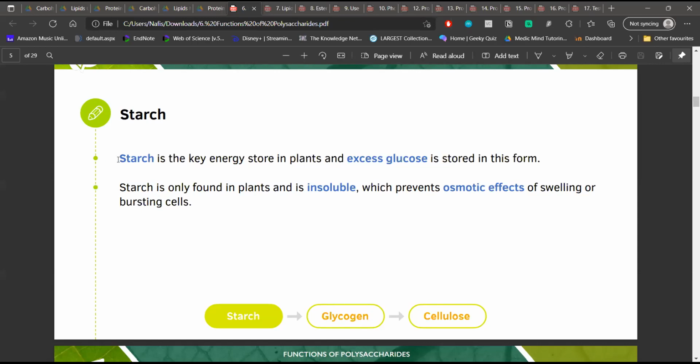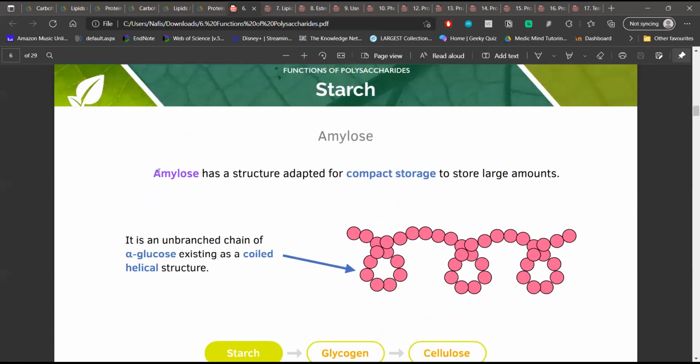Okay, carrying on. Starch is the key energy store in plants, and excess glucose is stored in this form. Starch is only found in plants and is insoluble, so it prevents the osmotic effects of swelling or bursting cells. Amylose has a structure adapted for compact storage, so you can have a large amount of amylose in a really short space.